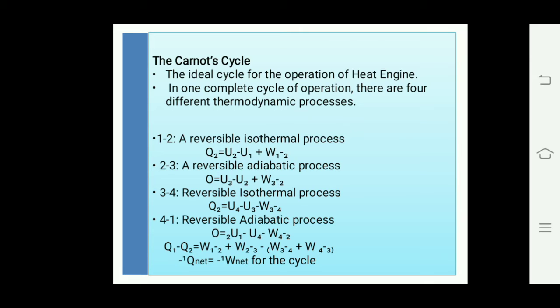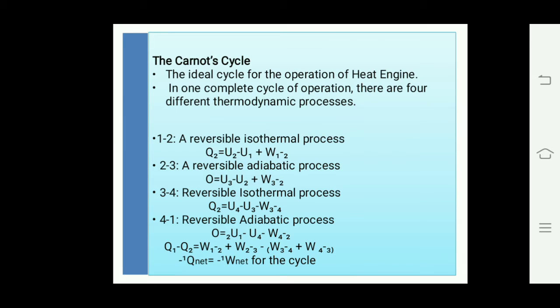This is an ideal cycle for the operation of a heat engine. Our Carnot heat engine uses the Carnot cycle. In one complete cycle of operation, there are 4 different thermodynamic processes. In a Carnot cycle, heat energy is transferred from a heat source to its sink. So how does the energy from the heat source transfer to the heat sink? It is composed of 4 reversible processes. Reversible means the process can be returned to its original state. These are the reversible isothermal process, the reversible adiabatic process, the reversible isothermal process, and the reversible adiabatic process.